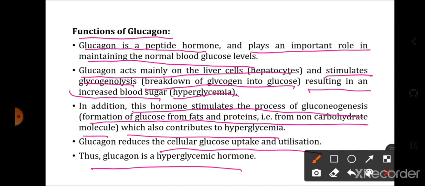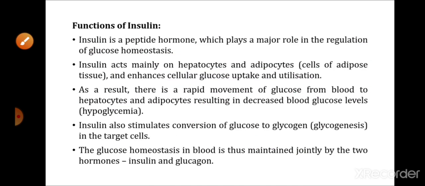So you have to write all this process कि वो ग्लाइकोजिनोलाइसिस करता है जिसकी वजह से ब्लड शुगर इंक्रीज होता है. It also is responsible for gluconeogenesis, which also contributes to the increase in blood glucose level. It also reduces the cellular uptake of glucose and its utilization. And all this situation increases the blood glucose level, and hence glucagon is a hyperglycemic hormone.